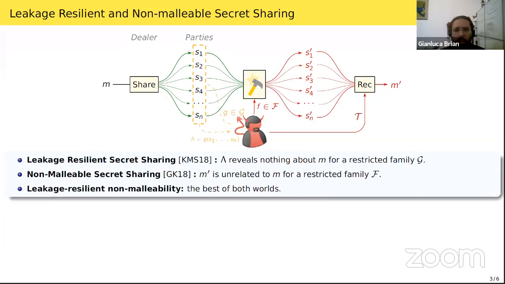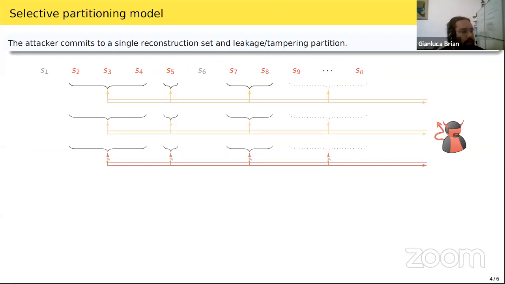In our paper, we focus on leakage-resilient non-malleable secret sharing against joint leakage and tampering attacks, and we consider two different models. In the first model, we consider selective partitioning, that is, the attacker commits to a single reconstruction set and a single partition of that set, and then is able to jointly leak from and tamper with all the shares within each subset.